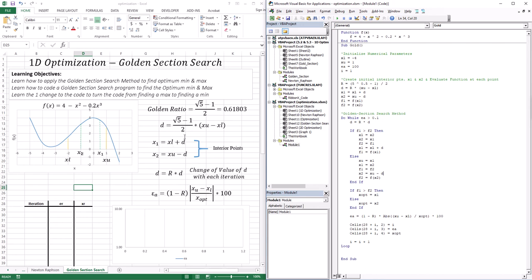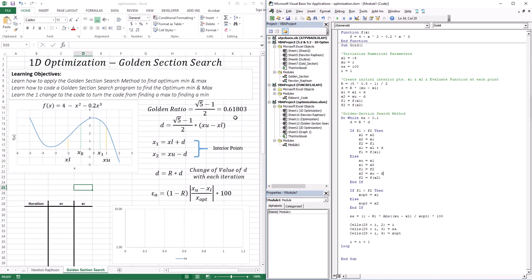But there is one change. D changes because, keep in mind, we're trying to zero in on the max in this case. So if we're zeroing in on the max, the d that we're going to be using, the distance that we're going out or in using, is going to be reduced. And it's going to be reduced based on the golden ratio. So the new d for this iteration is going to be the ratio multiplied by d. And the ratio is 0.61803, which means the new d is 61.8% of the previous d.